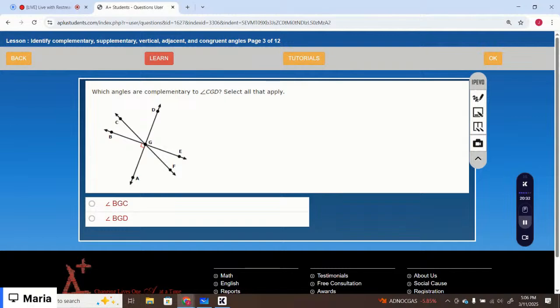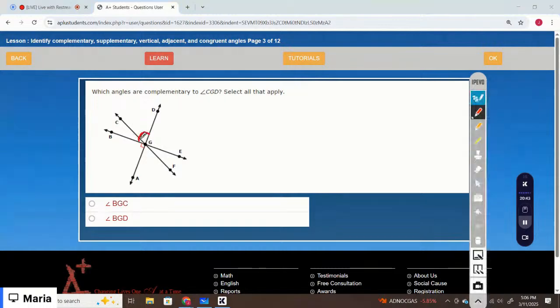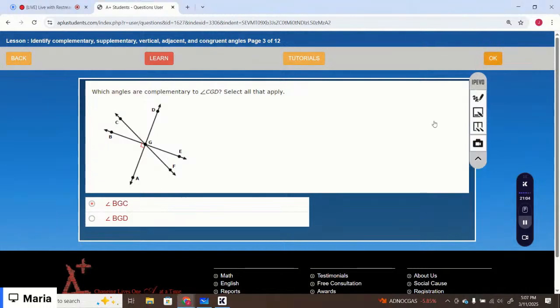Which angle is complementary to angle CGD? And the complementary angle to angle CGD is, yes, that is angle BGC. It is option number 2 is the correct option.